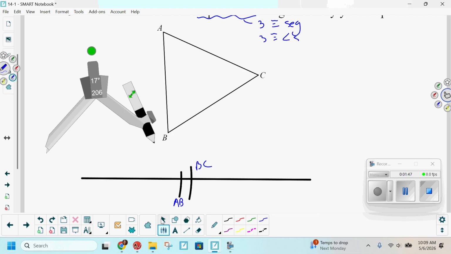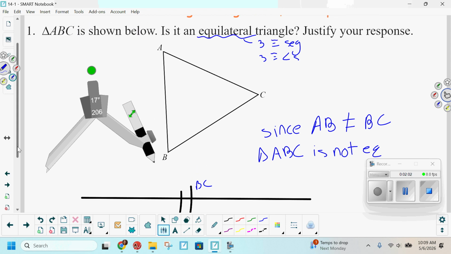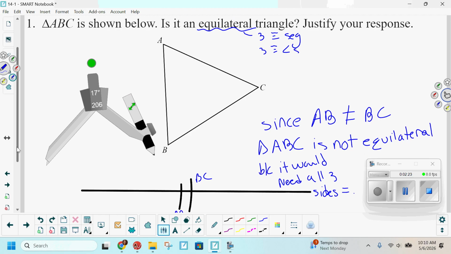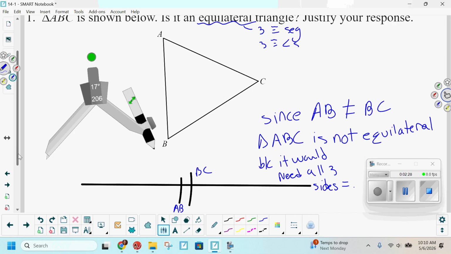And that's enough. So since AB does not equal BC, triangle ABC is not equilateral. Because it would need all 3 sides equal. And that's it. If they were the same, AB and BC, then I'd also have to measure AC to show that all 3 are equal.